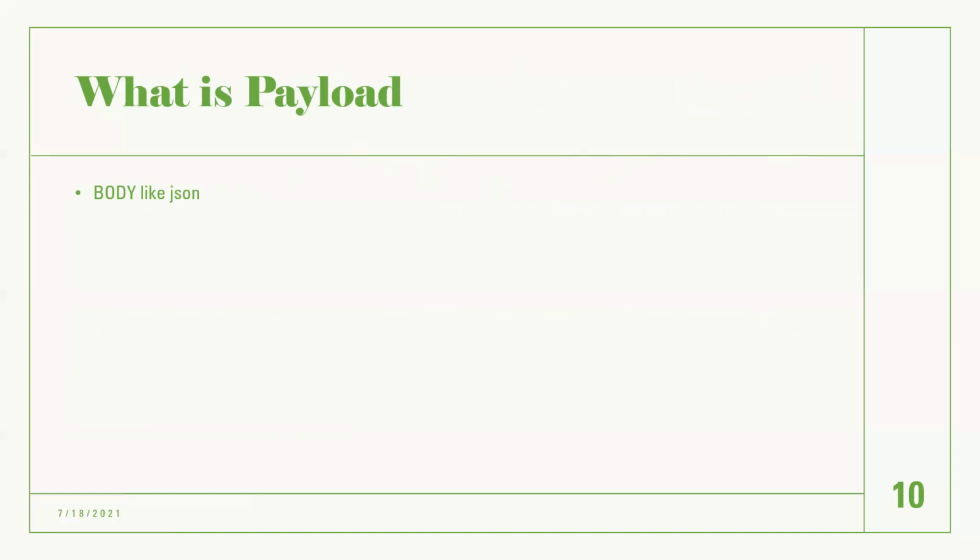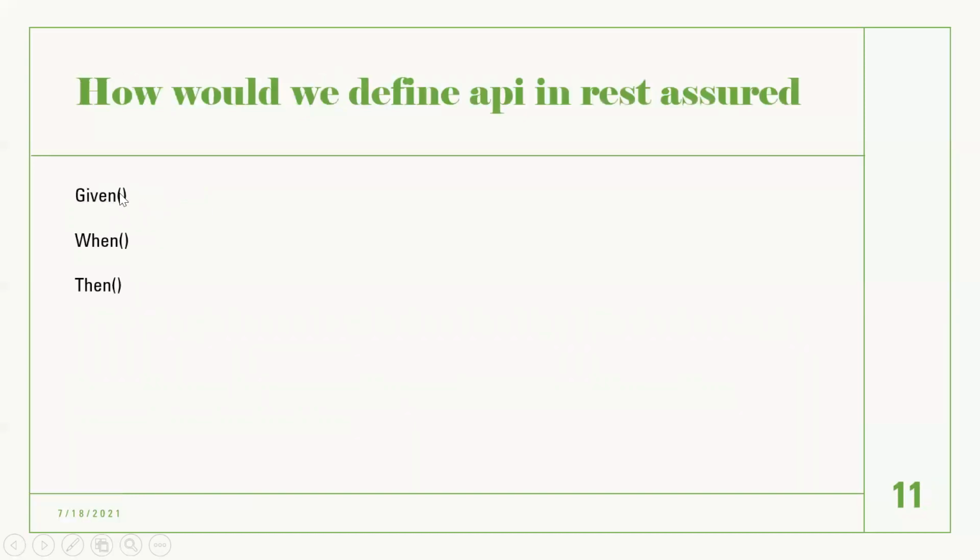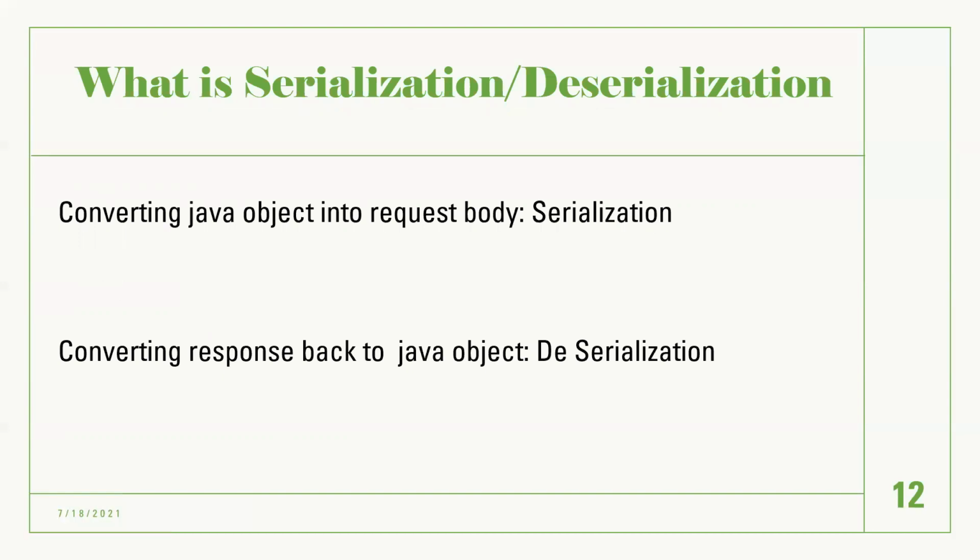What is a payload? They'll ask you what a payload is. Payload is nothing but the body, like JSON. The JSON body is the payload. How do we define an API in REST Assured? That is given, when, then. By using these 3 keywords only, we'll define our API. In given, you put all your inputs, that is header, body, any query parameter. In when, you give a method, that is post, get, put, delete, along with resources, then you validate your assertions and get your response.